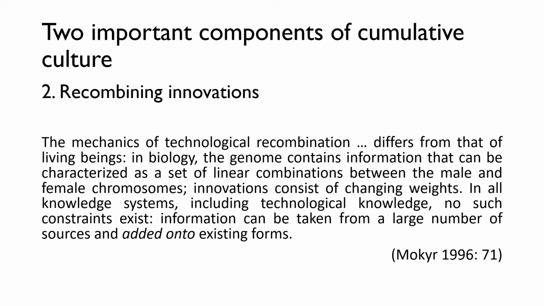The second key component is the recombining of innovations. Described here by Mokyr: the mechanics of technological recombination differs from that of living beings. In biology, the genome contains information that can be characterized as a set of linear combinations between the male and female chromosomes. Innovations consist of changing weights. In all knowledge systems, including technological knowledge, no such constraints exist. Information can be taken from a large number of sources and added onto existing forms.